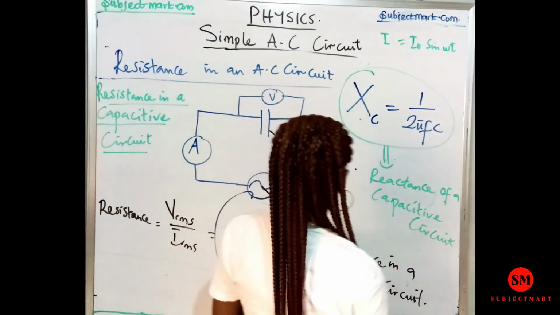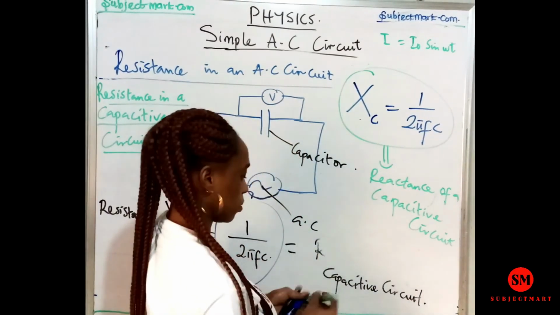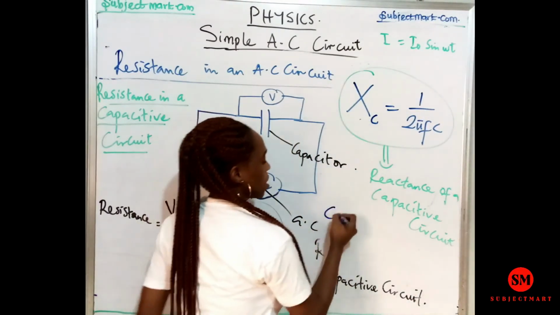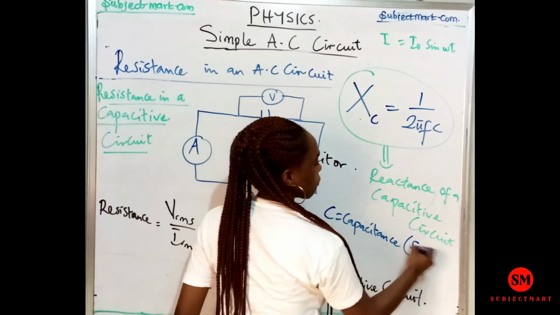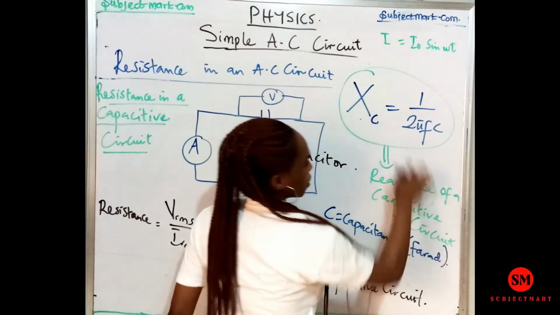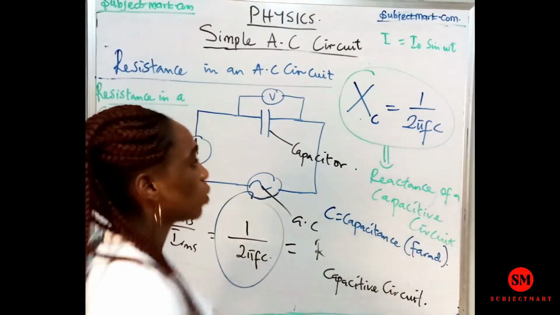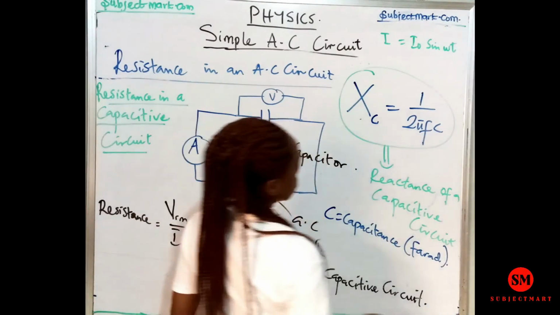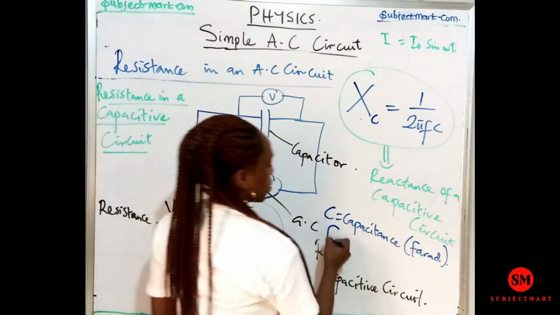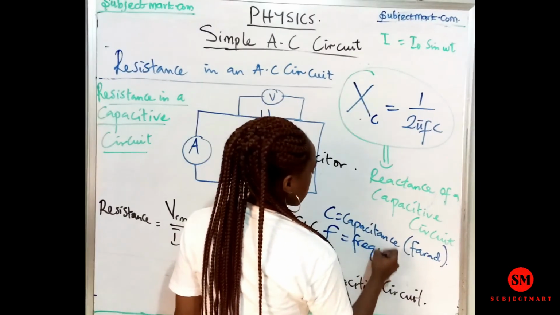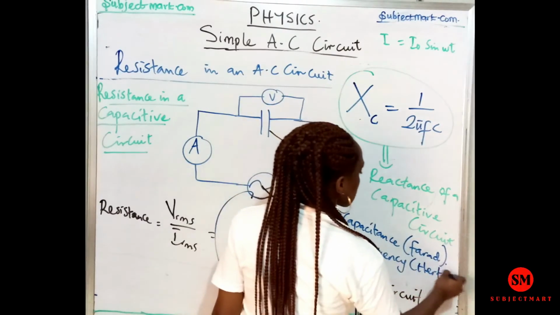C is equal to capacitance, and the unit is in farad. Of course, you know 2 pi f is the same thing as our phase angle, which is the same thing as W. F is the frequency, and that is measured in hertz.